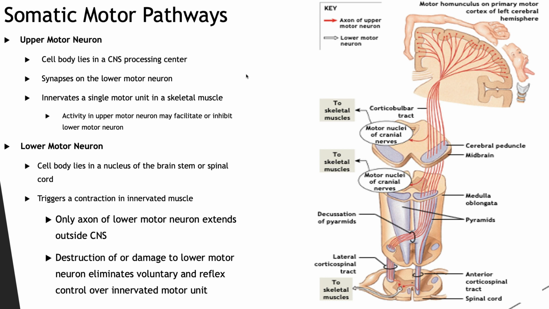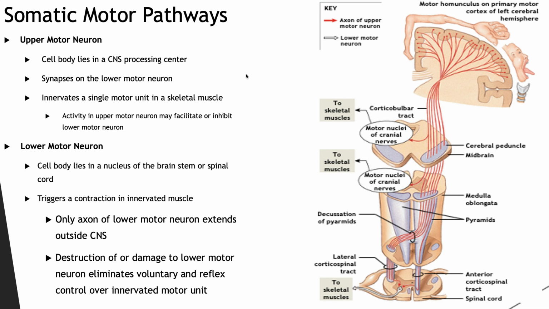Activation of the lower motor neuron triggers a contraction in the innervated muscle. Only the axon of the lower motor neuron extends outside of the CNS. Destruction of or damage to a lower motor neuron eliminates voluntary and reflex control over the innervated motor unit.